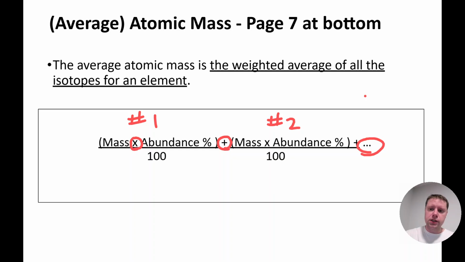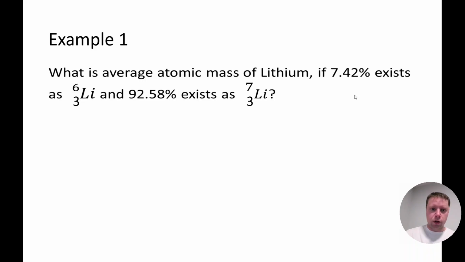Okay? And if there's a third isotope, you'll do the third isotope, and you'll just keep going on. All right, so let's just jump into a problem here, and you can see how this is going to work out. So here we have example 1, which should be the same in your notes, and it's asking: what is the average atomic mass of lithium if 7.42% exists as this lithium with a 6/3 and 92.58% exists as this 7/3 lithium? Okay, so first of all, let's talk about what this means as a quick review.